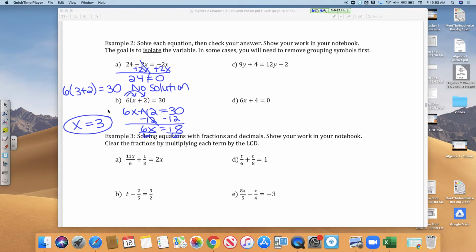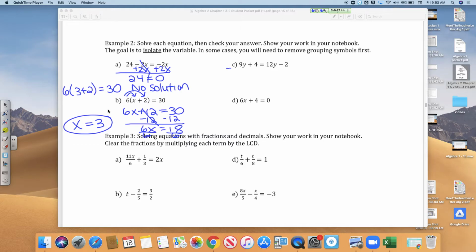Looking at C, I'm going to do this one and have you guys try D on your own. C has variables on both sides. So I have 9y plus 4 equals 12y minus 2. Because we have variables on both sides, we have the option to move either the 9y or the 12y. If possible, I like to have a positive number of variables left over when I do this.